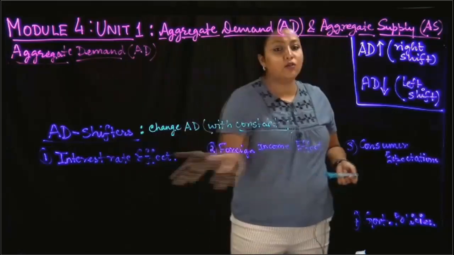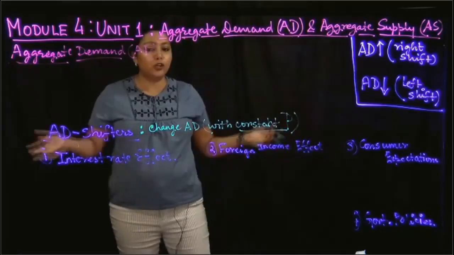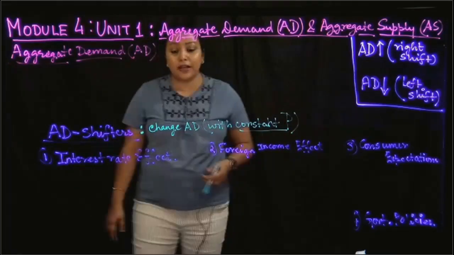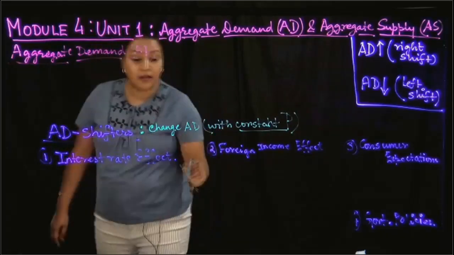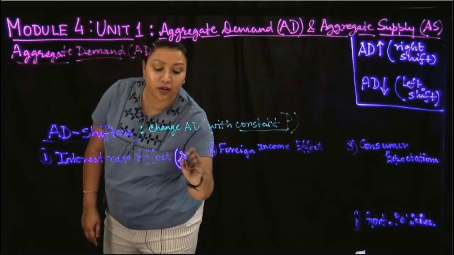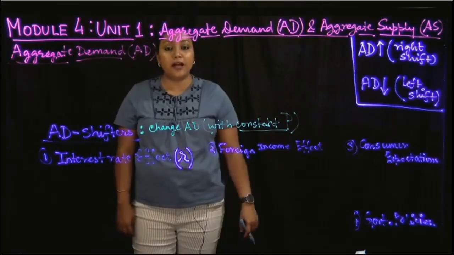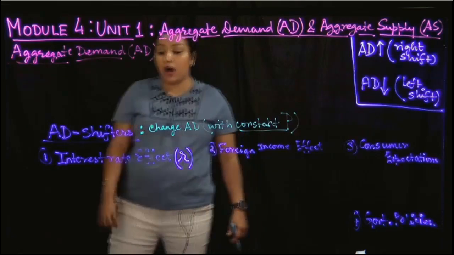However, the factors causing the shift are very different because now we are in the macroeconomy, we are no longer in the microeconomy. Now what is the interest rate effect? Like I said, this is the most important one. Here we are assuming that there is just one interest rate in the economy and that interest rate is denoted by small r.